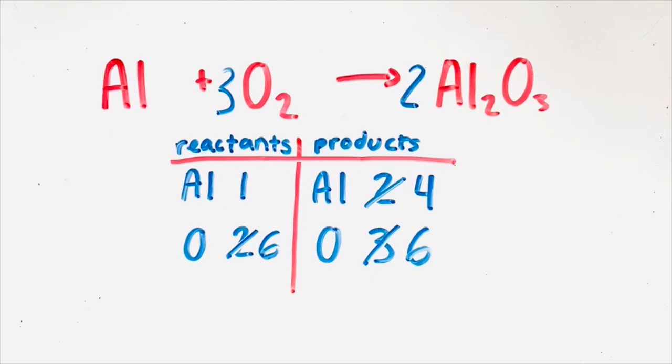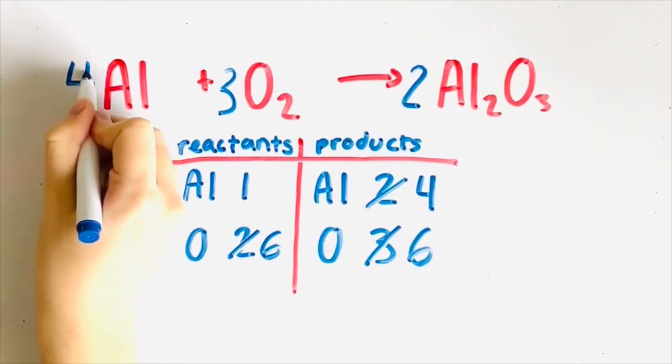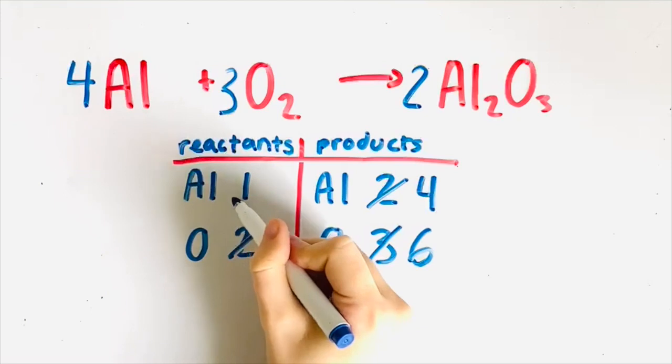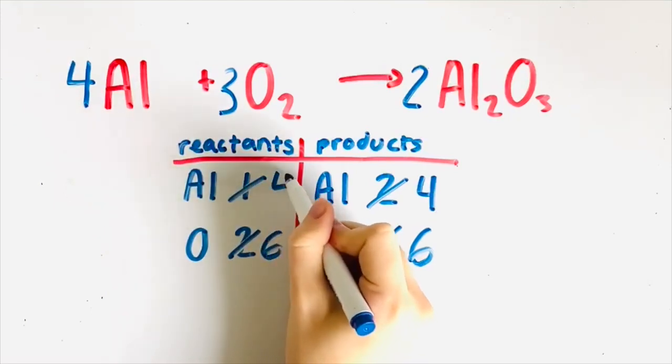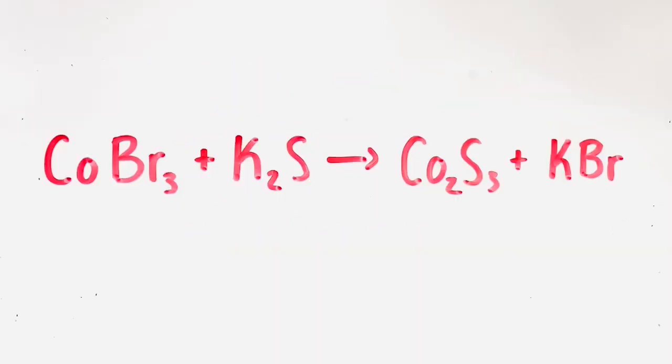You know that the lowest common multiple between 1 and 4 is 4, so you would write a coefficient of 4 in front of the aluminum atom on the reactant side. Cross out the 1 in the table and replace it with 4. The equation is balanced because there are now 4 aluminum atoms on both sides and 6 oxygen atoms on both sides. Secondly, you can balance the equation mentally.